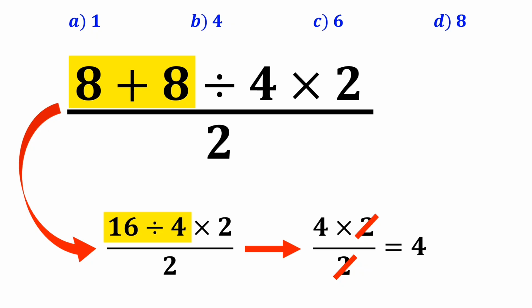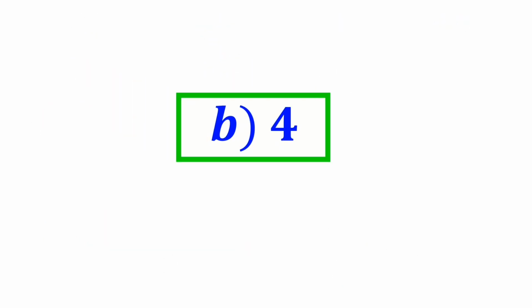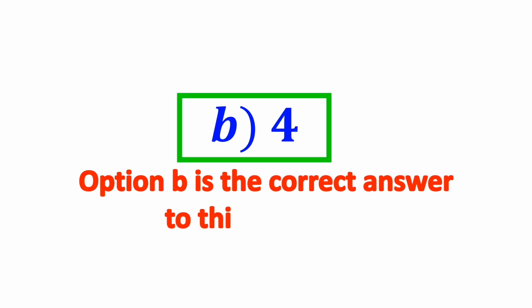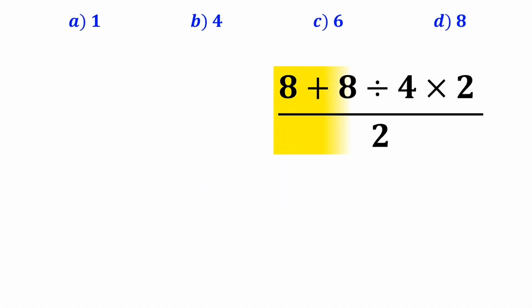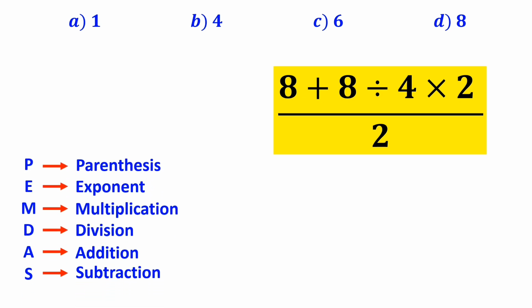Then, without any hesitation, they quickly conclude that option B is the correct answer to this question. But it's absolutely wrong. Now let me walk you through step by step how to solve this question. To solve this expression, we must strictly follow the steps outlined by the PEMDAS rule. It means that we need to carry out all the operations from top to bottom in order.